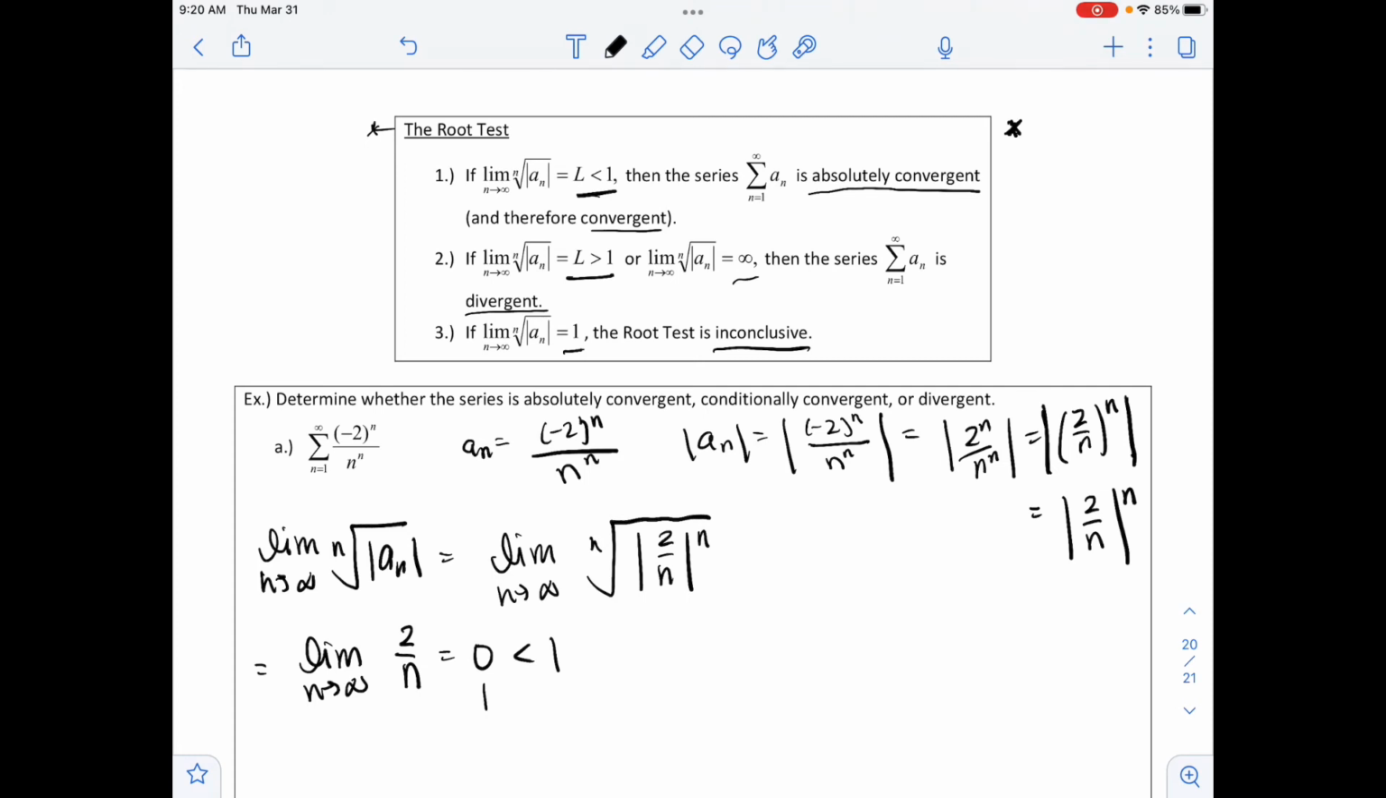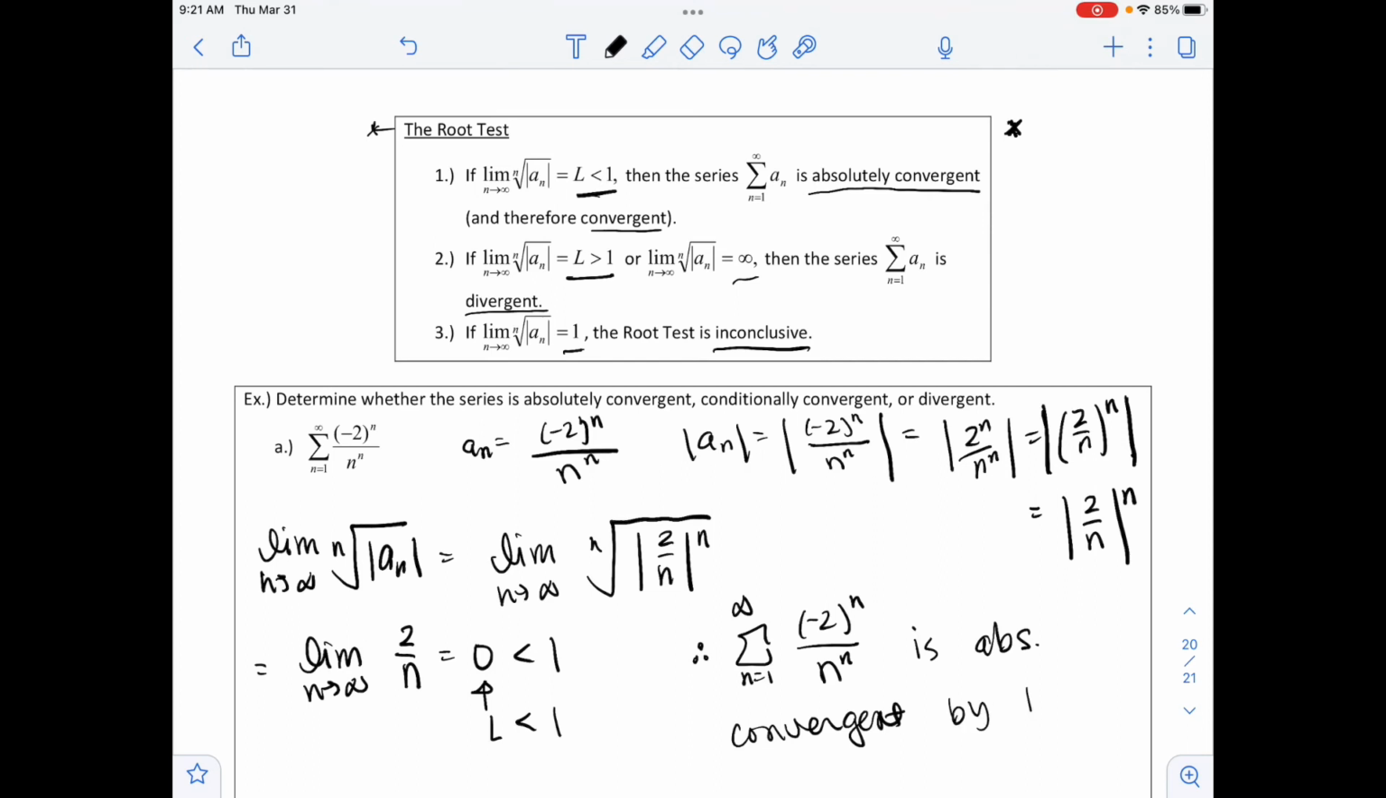And if our L value, which in this problem is equal to 0, is less than 1, we can say that this is absolutely convergent, as listed up above in number 1. And so therefore, the sum from n equals 1 to infinity of negative 2 to the nth power over n to the nth is going to be absolutely convergent. And this is by the root test. And also, since it's absolutely convergent, this also means that it's convergent.